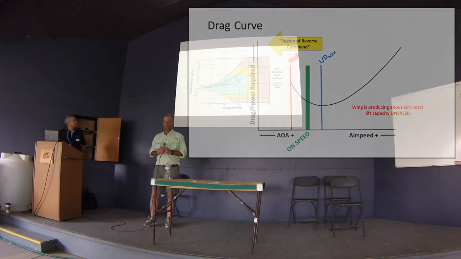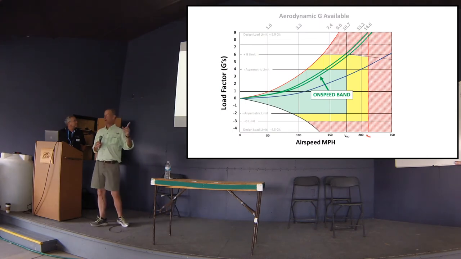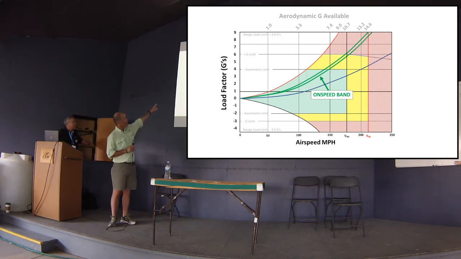Next slide. Another way to look at that is we can put that exact same diagram on a VN diagram, and we can look at it at any condition other than 1G. Okay? So if you remember, the 1G line is that big black line going across the middle of the diagram there.